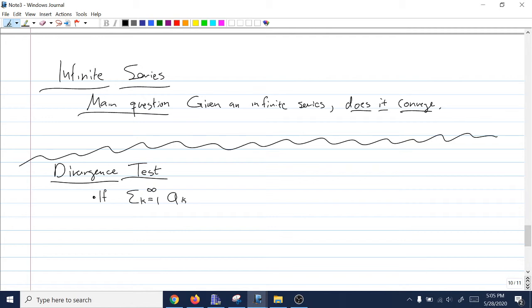So I'm going to state it for k equals 1 to infinity. That's my default way of talking about a series. But the question of whether the series converges doesn't care about how many terms it starts with. What's the number of the first term? That doesn't matter to this. You can use this test even if k doesn't start at 1. If this sum converges, then the limit as k goes to infinity of a_k must be 0. That's what we just concluded a second ago.